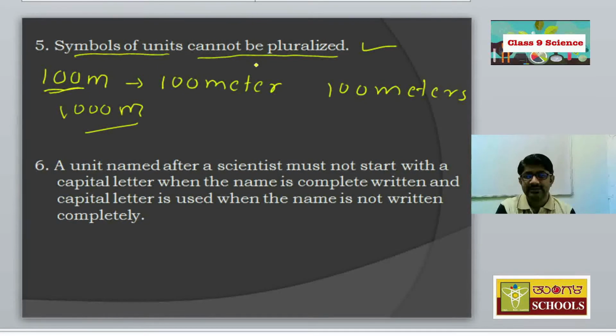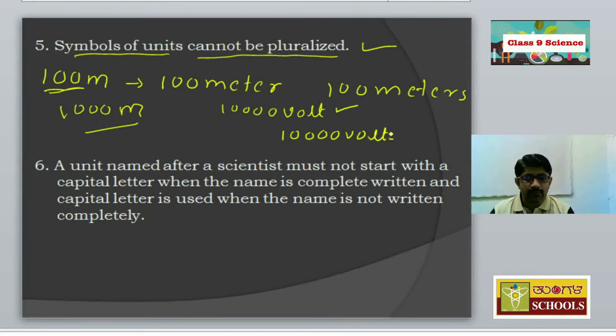Symbols of units cannot be pluralized. Okay, for your understanding, let me give one more example here. There is a voltage of 10,000. You have to say it is equal to 10,000 volt only, not 10,000 volts. You must not pluralize it. Units and symbols, or say symbols of units, cannot be pluralized.